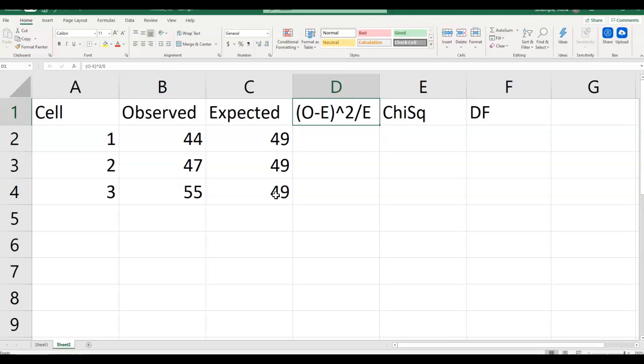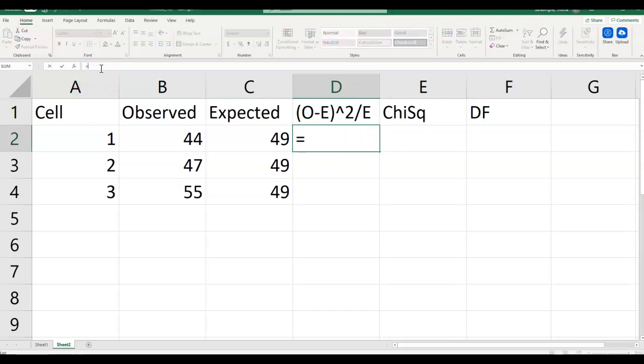So what we are doing over here is calculating the difference between observed and expected. Remember, when you calculate that, some of those numbers will be negative. In this case, 44 minus 49, that's negative. 47 minus 49, negative. So in order to get rid of the negative sign, we raise that difference to the power of 2, and then we divide that by the number expected. This is a very simple formula, and let's see how to type it.